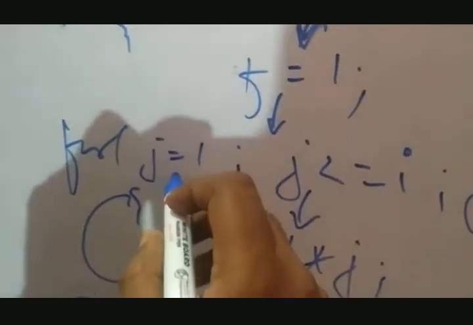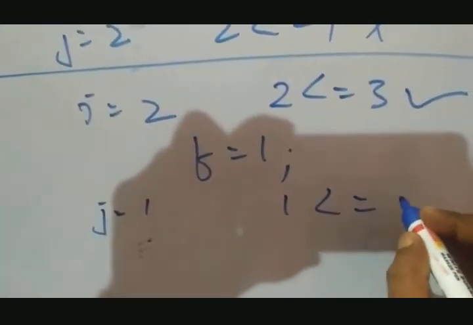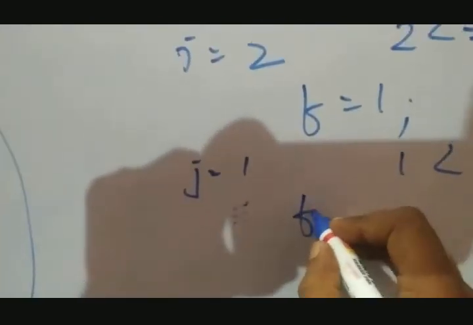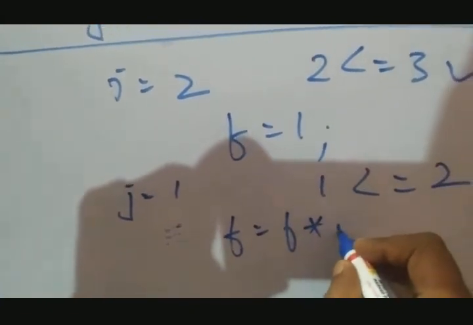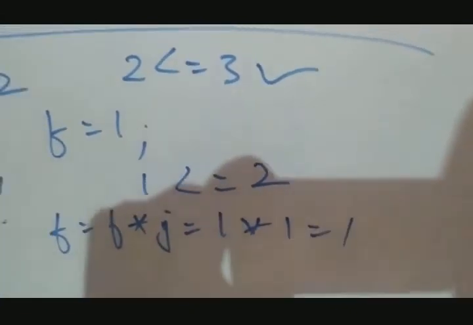Then it again comes down. It goes to j. Look now, j starts with 1. So j equals to 1. So 1 is less than equals to i. i is 2. So 1 is less than equals to 2. Condition is true. Now it goes for the multiplication here. f equals to f into j. What is f into j? 1 into 1. f is now 1.